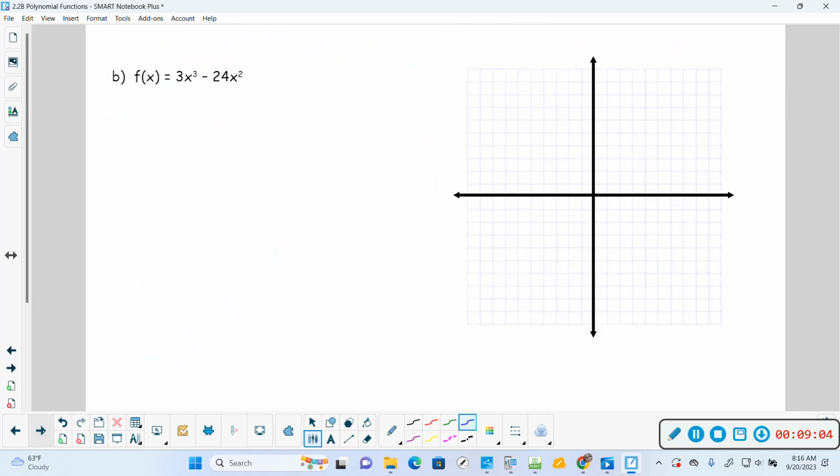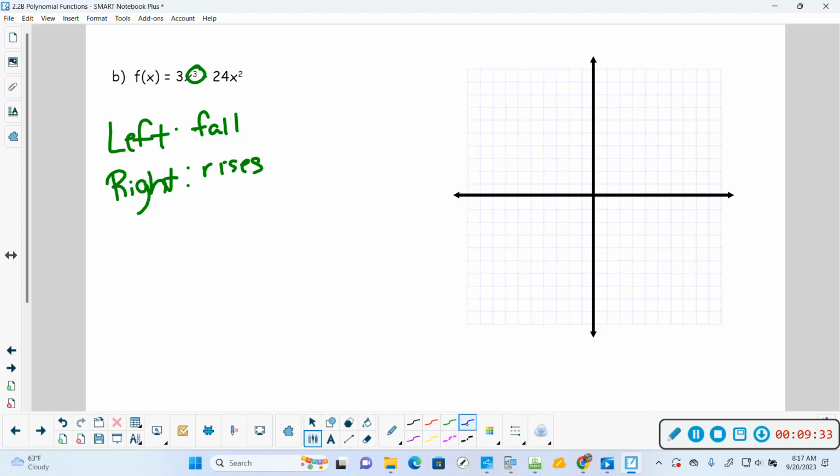Okay, next up, same thing, third degree. First off, of course, I'm going to talk about our ends. Third degree, we have to split our ends up. We're going to have one of each. Positive 3, so just like slope, your left end is going to fall. Your right end rises.